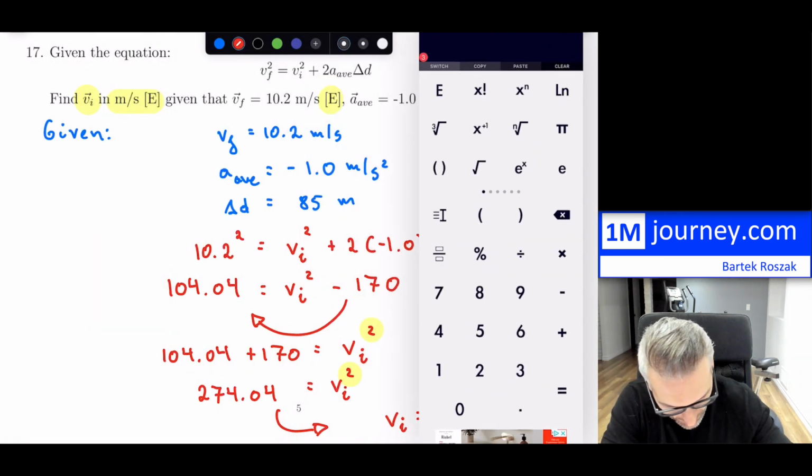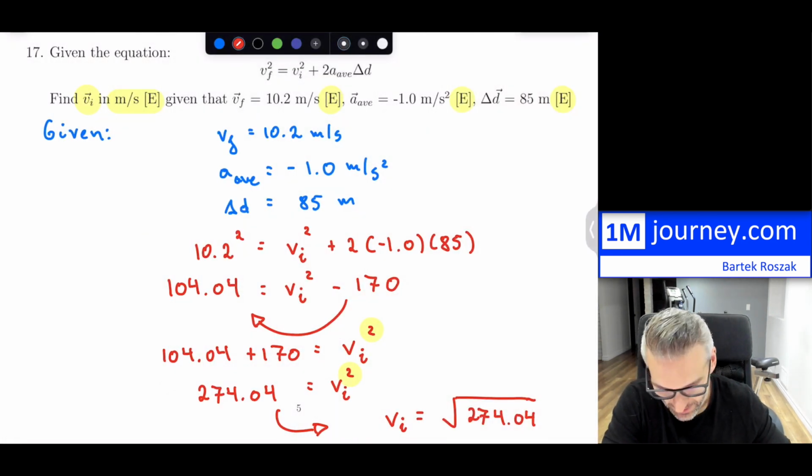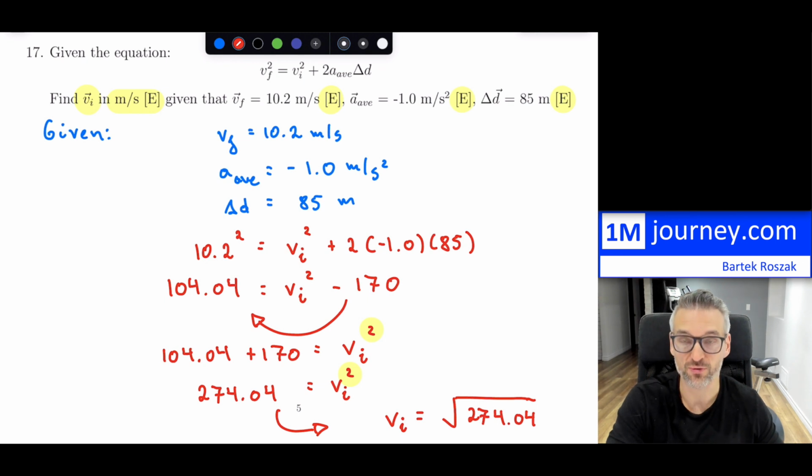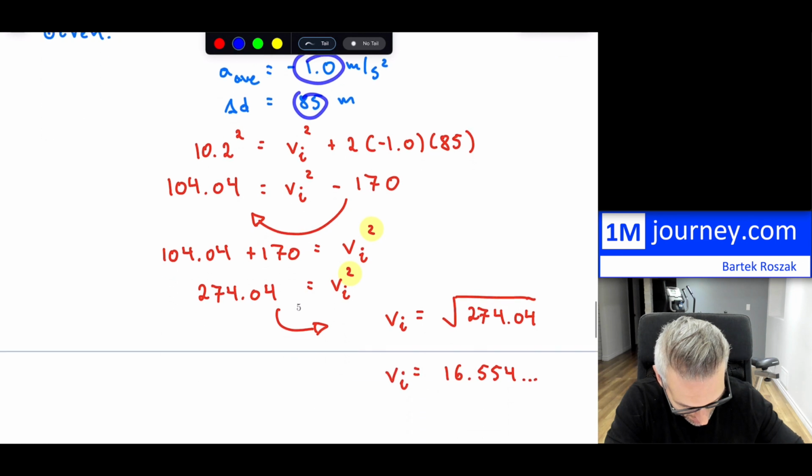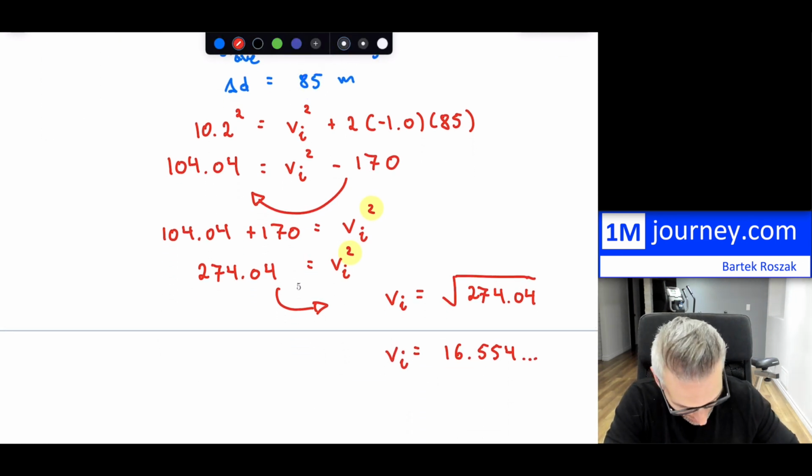Now, did they tell us to round? Let me just double check here. They didn't. So we don't have anything to round, but for significant figures, always round to the least amount. Looking right here, this one has 3 sig figs, this one has 2, and this one has 2. So I'll just keep it at 2. So that's going to be 17, and this is meters per second.